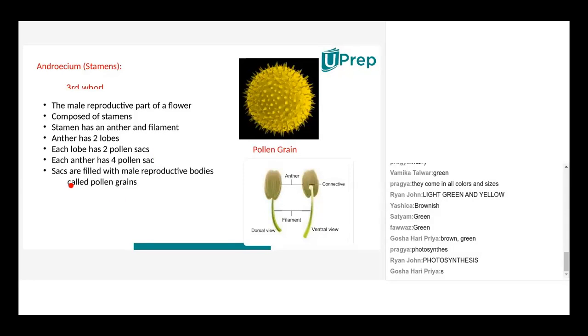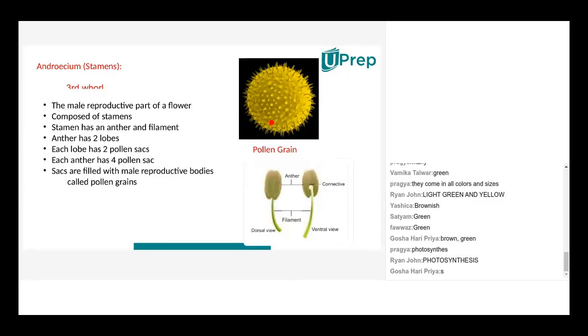Right? And what are these sacs filled up with? These sacs are filled up with pollen grains. These pollen grains are at the top of the anther.